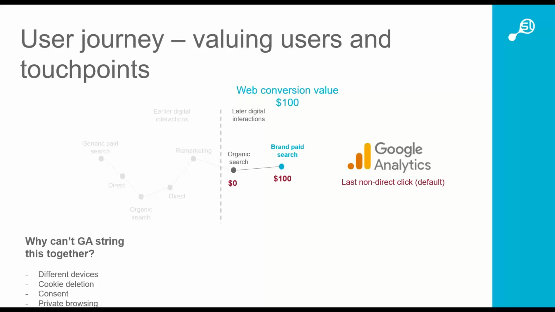Couple that with the default last non-direct click attribution that Universal Google Analytics has, and we can see that brand search is attributed $100 worth of credit for that last interaction, and organic by default doesn't have anything. You can actually amend that. There are options to build your own attribution model within Google Analytics, so potentially you could manipulate the attribution model to give more credit to that earlier touch point.